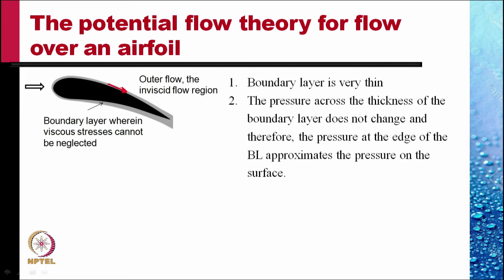But the boundary layer is very thin, and as can be shown in the development of boundary layers, the pressure across the thickness of the boundary layer does not change, and therefore the pressure at the edge of the boundary layer is the same as the pressure on the surface of the airfoil. So to predict the pressure on the surface of the airfoil, we need to calculate the outer flow up to the edge of the boundary layer, and whatever pressure profile is obtained at the edge of the boundary layer can be impressed on the surface of the airfoil.